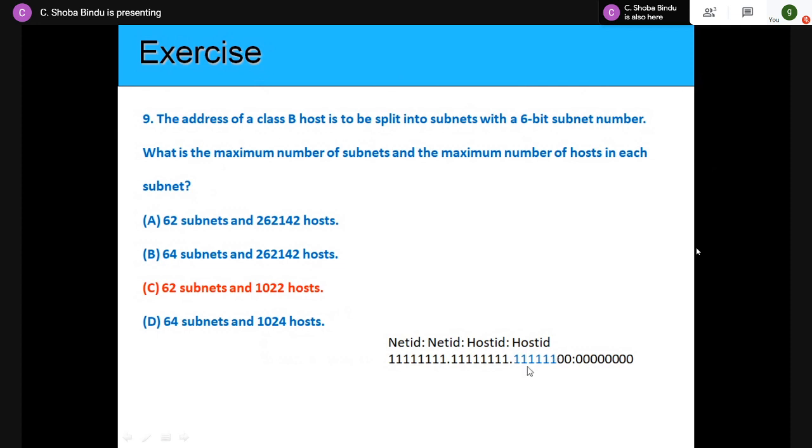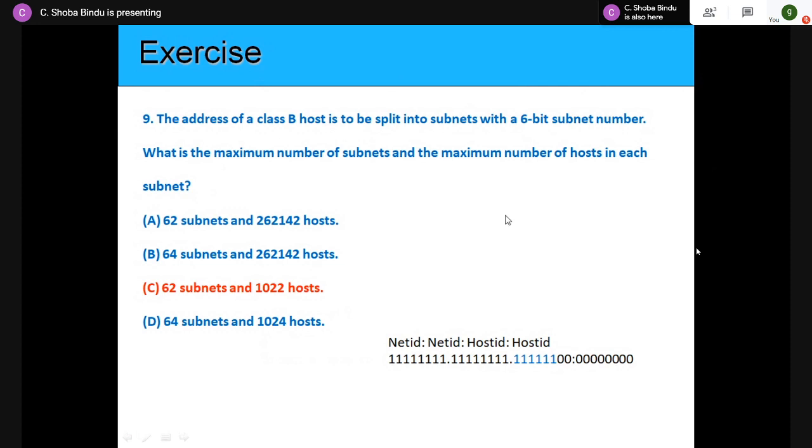So how many subnets you can have here? 2 to the power of 6 subnets. 2 to the power of 6 is 64. But out of this 64, if all these bits are zeros, then it represents this network here. And if they are all ones, that represents the broadcast within this particular network, and hence those two are not used here. So it is only 62 subnets that you are going to have.